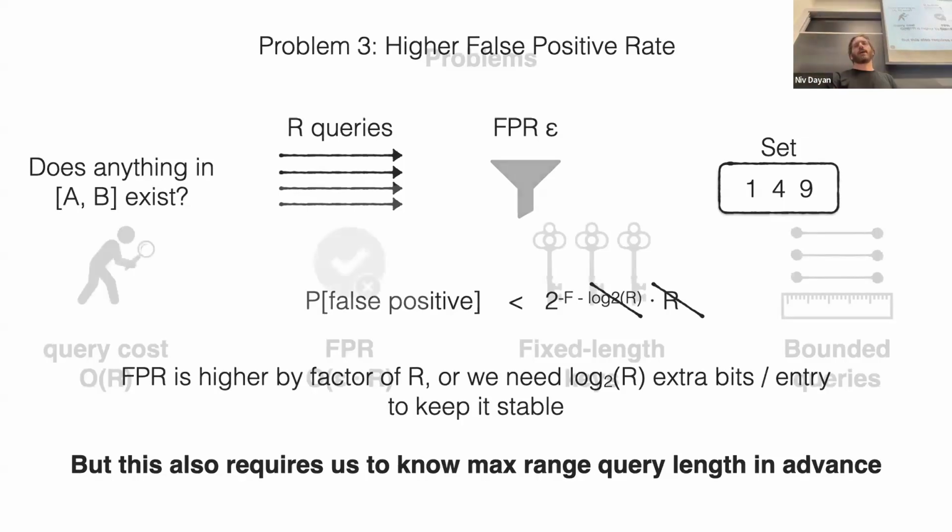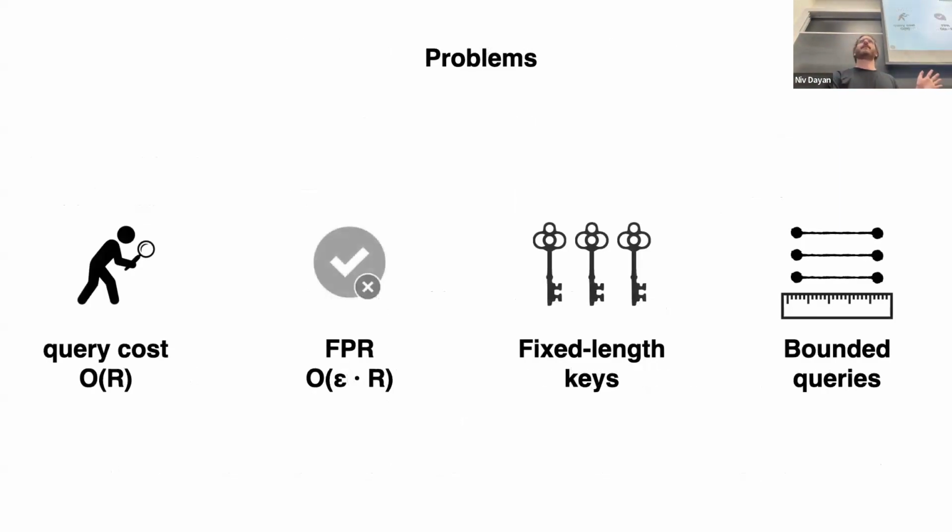Okay, so it makes sense to everybody? So here's a summary of our problem so far. It's our problem analysis. This is what we're trying to solve when we construct a range filter.